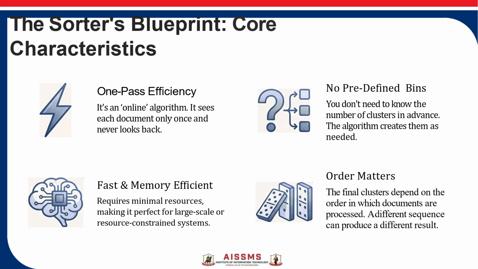First, it offers one pass efficiency. As an online algorithm, it sees each document only once and never needs to look back. Second, there are no predefined bins, meaning you don't need to know the number of clusters in advance. The algorithm creates them as needed. Third, it is fast and memory efficient, requiring minimal resources. However, there is a trade-off. Order matters. The final clusters are dependent on the sequence in which documents are processed. A different sequence can lead to a different organizational result.